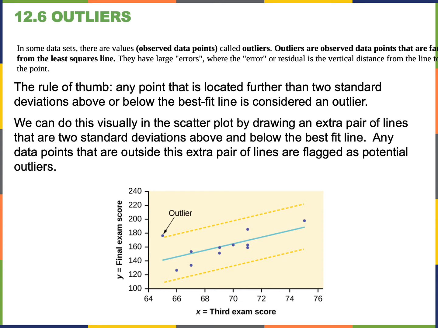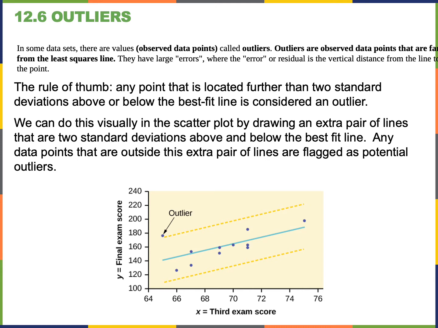12.5, nice. 12.6 deals with outliers. Okay, so remember we talked about outliers before. There are observed data points that are far from the least squares line, so they have really large errors. Okay, so the rule of thumb is basically any point that's located further than 2 standard deviations above or below the best fit line is considered an outlier.